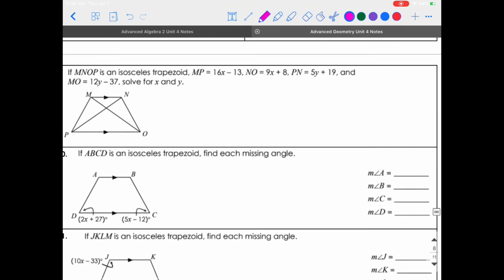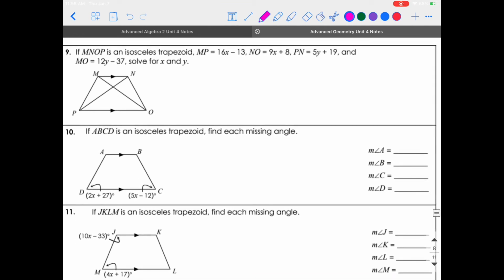Let's do some examples. I don't know how far we'll get through these or how many we'll do. I might skip around because a lot of them are very similar.